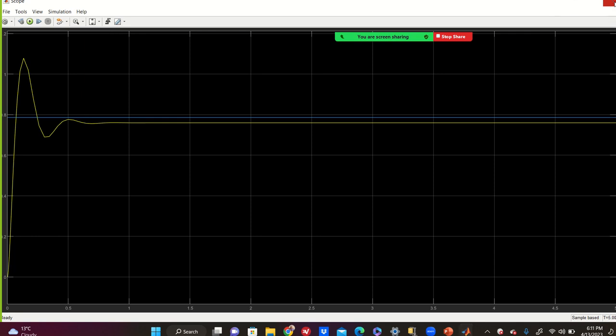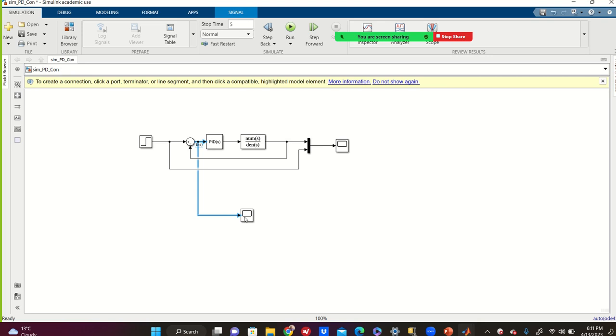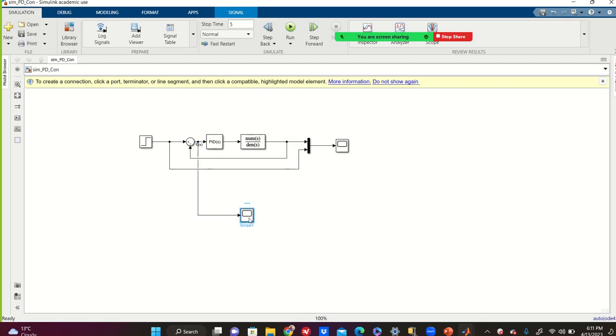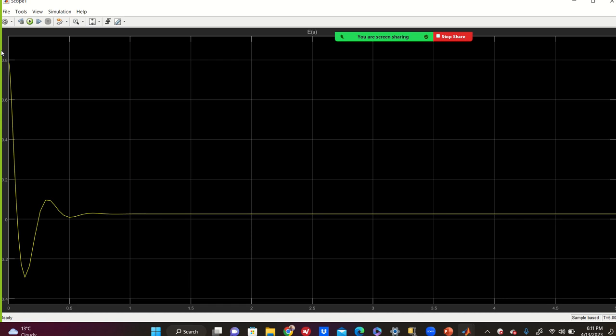So that's it. So even if you plot the error signal here and run this, see, starting from a huge value, almost going to 0, not exactly 0. Almost.